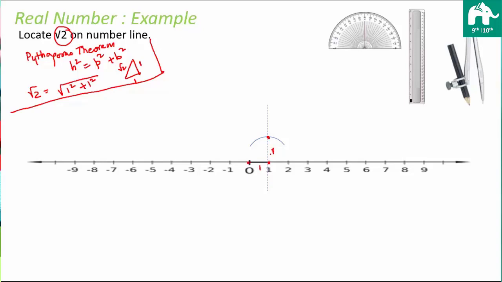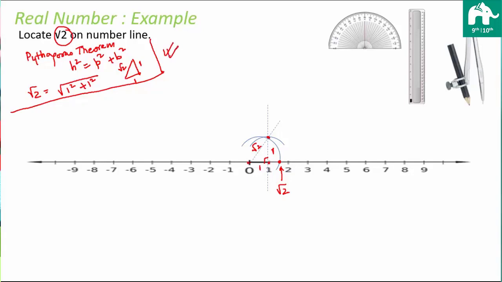All that we need to do now is join these 2 points. So what happens? This becomes root over 2 because we have actually drawn a right angle triangle with perpendicular and base equal to 1 unit. Now you place the compass here at O and measure this distance. Using that you draw an arc like this. Wherever this arc crosses the number line, that point is the position of root over 2. I hope you got the logic. The main logic here is this Pythagoras theorem concept.